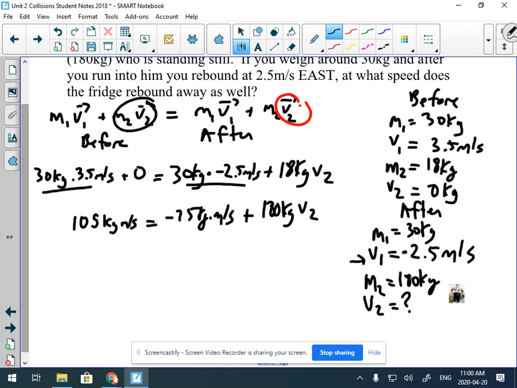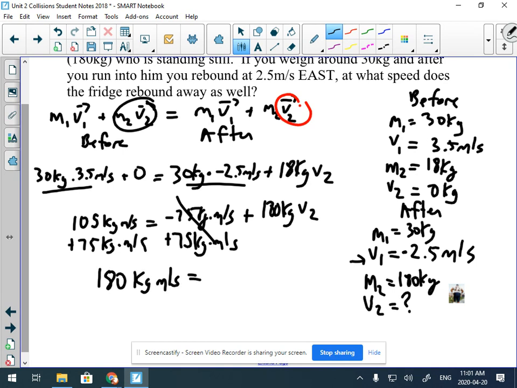Well, we have to get rid of this negative 75. So I'm going to add 75 kilograms meters per second. Okay, that cancels that out. What I do to one side, I have to do to the other. So I have to add 75 kilograms meters per second. So when I add that to the other side, 105 plus 75 gets me 180 kilograms meters per second is equal to 180 V2.